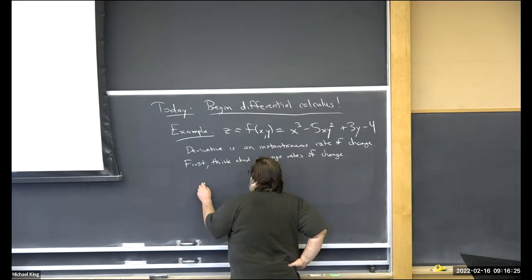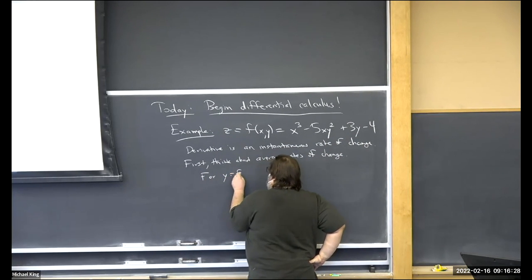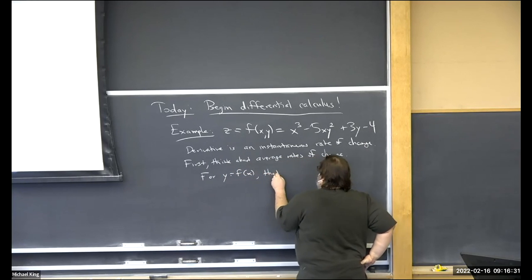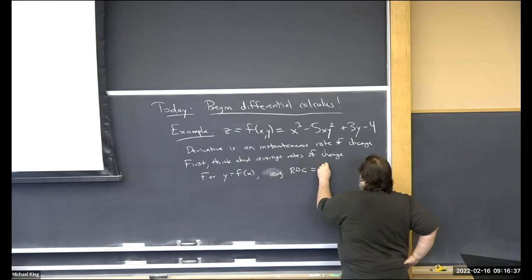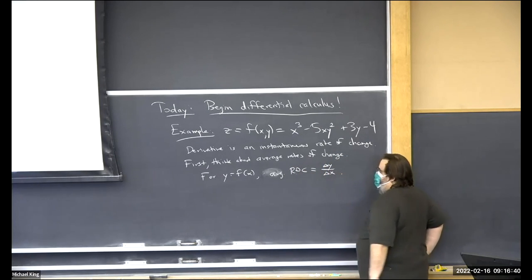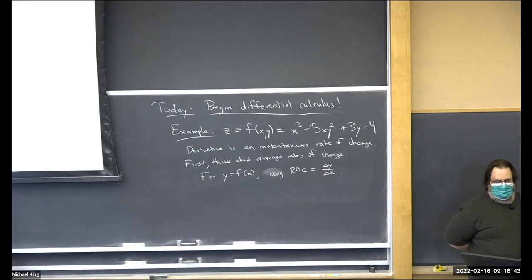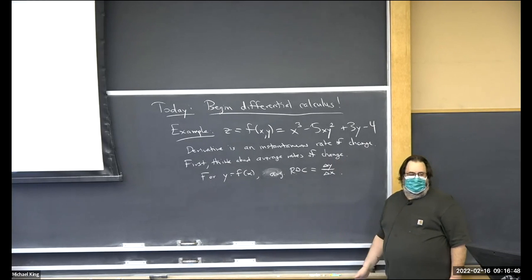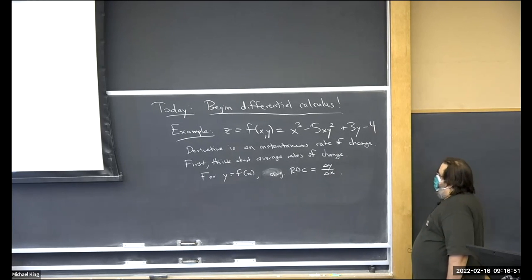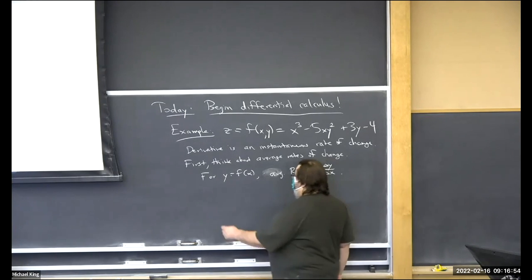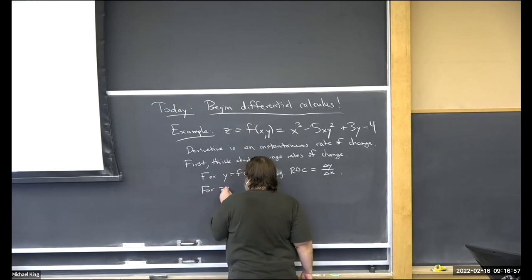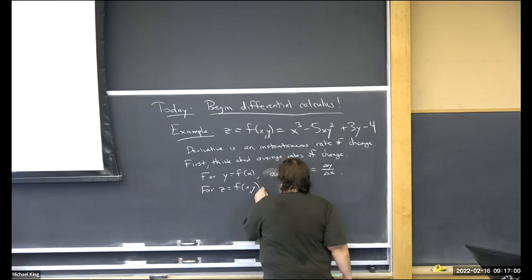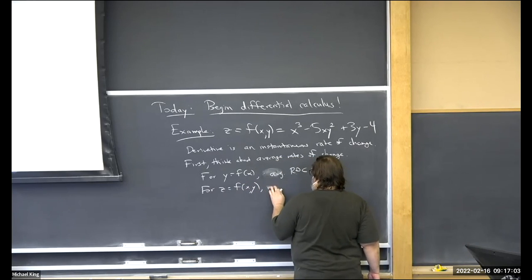So for y equals f of x, the average rate of change, ROC for rate of change, is just delta y over delta x. Just change in output over change in input. You change the input by some amount, you see how the output changes, you take the ratio. But for z equals f of x comma y, we can change x or y or both.